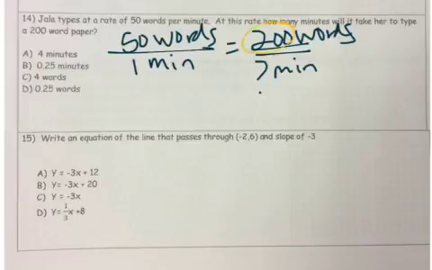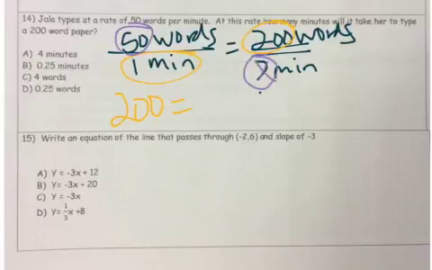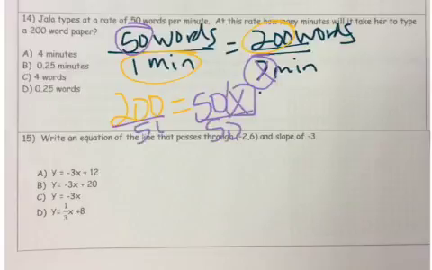200 times 1 is 200 equals 50 times x, we're going to say that's x. How do I solve for x? I divide by 50, so x equals 4, for what? 4 minutes, so the answer is A. Again, that's just a proportion.